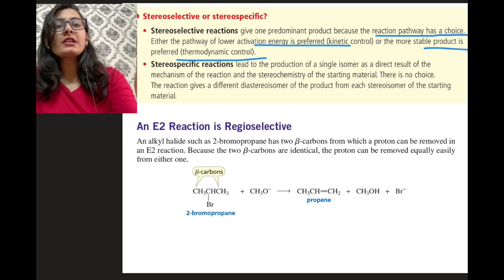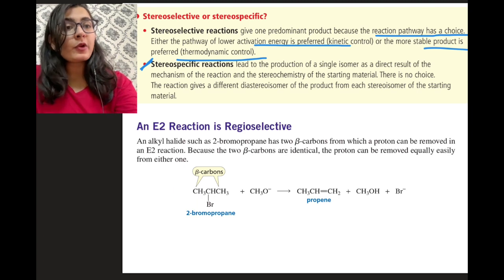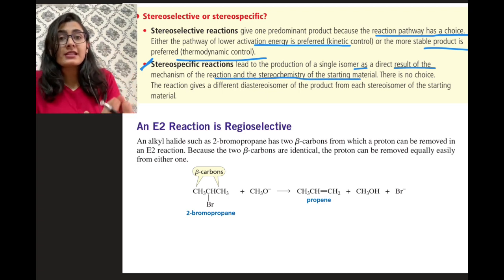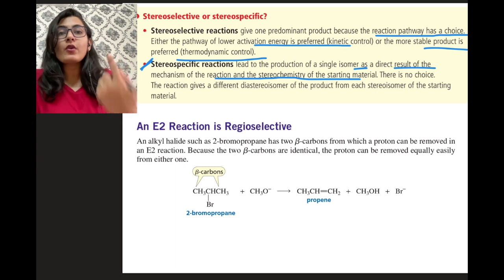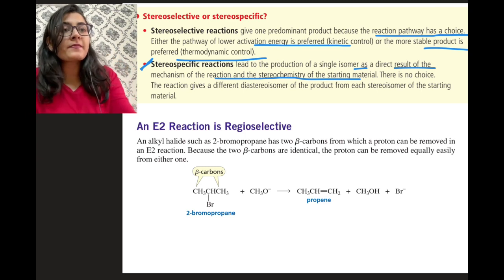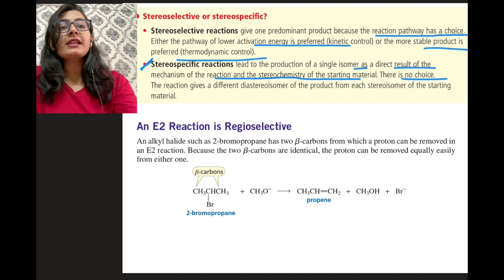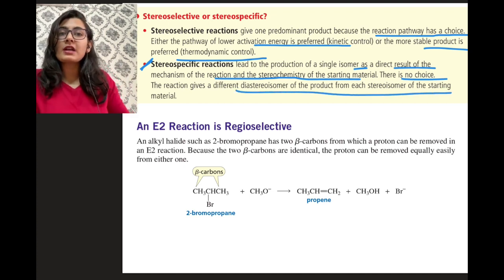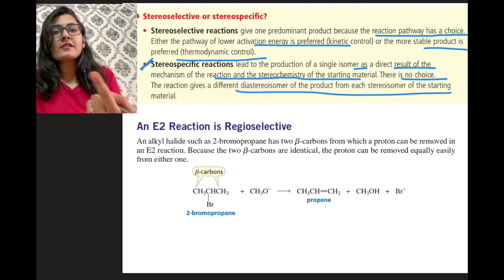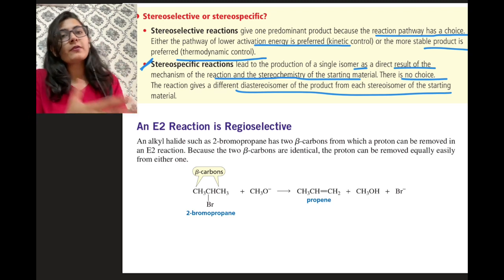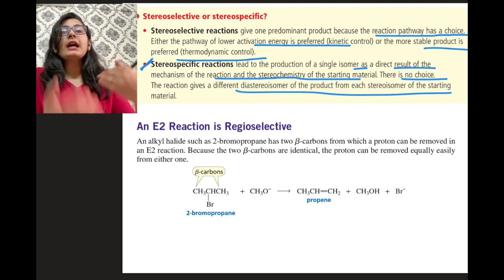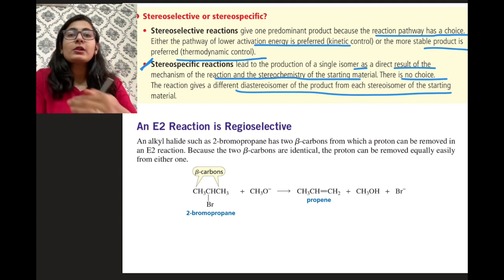But stereospecific reactions lead to the production of a single isomer as a direct result of the mechanism of the reaction. That is, the mechanism is such that you're always going to have only one stereoisomer as the product. There is no other choice. The reaction gives a different diastereomer of the product from each stereoisomer of the starting material. So if you take one diastereomer, you get one product. For a different diastereomer, you get the other product, as we have seen previously. Now, stereospecificity, we will see eventually.